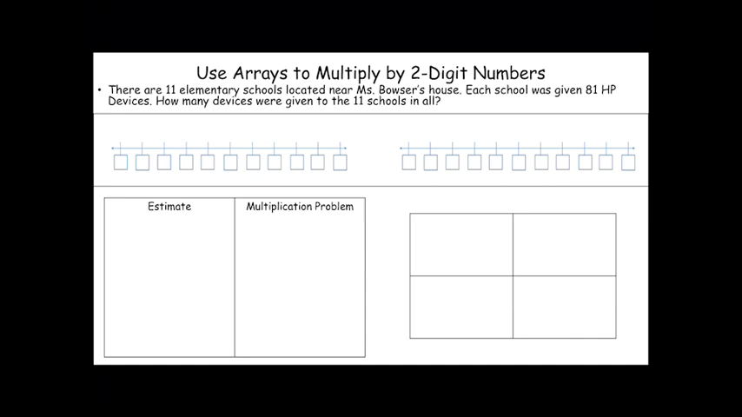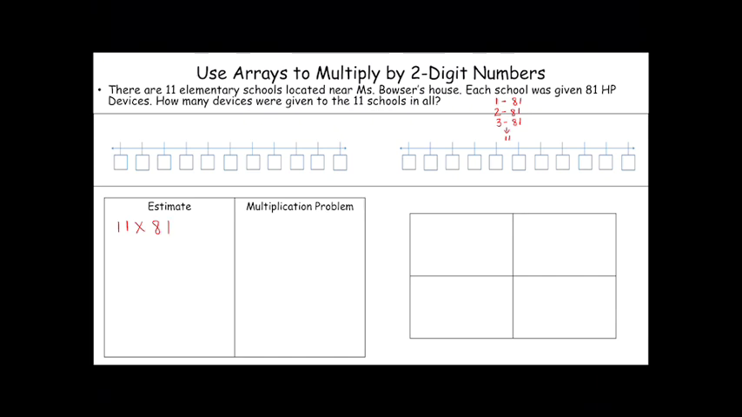There are 11 elementary schools located near Miss Bowser's house. Each school was given 81 HP devices. How many devices were given to the 11 schools in all? So one school was given 81 devices. 2 schools were given 81 devices. 3 schools were given 81 devices. And so repeated addition is simply multiplication all the way down to the 11 schools. All right. So I am doing 11 times 81.